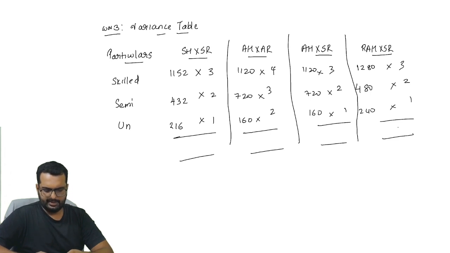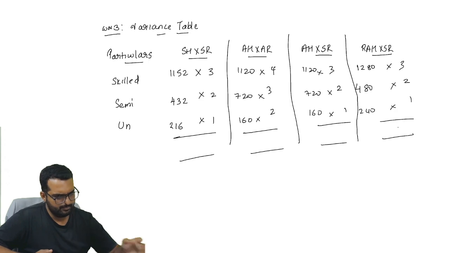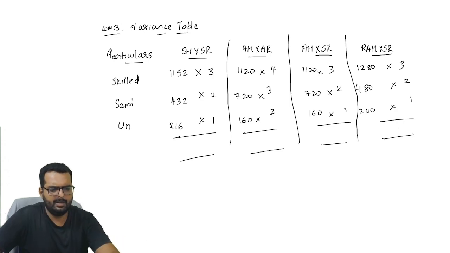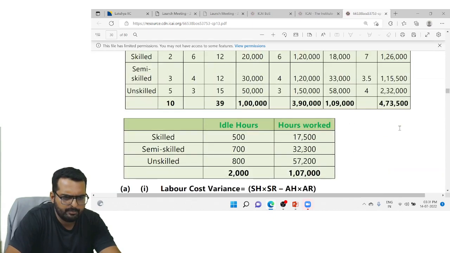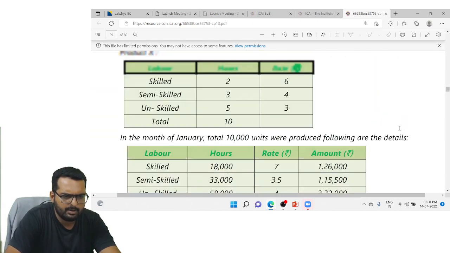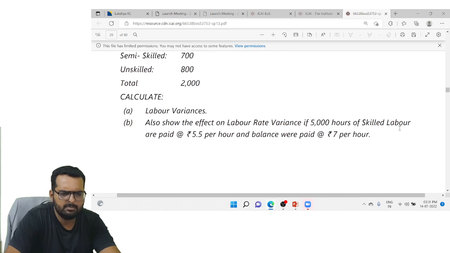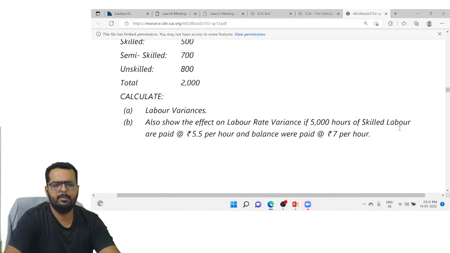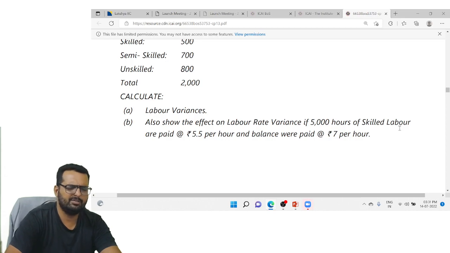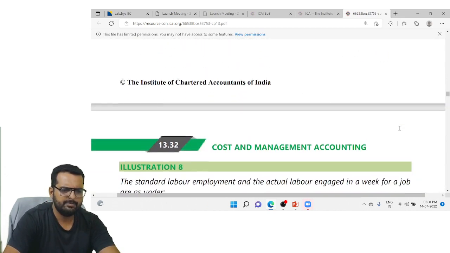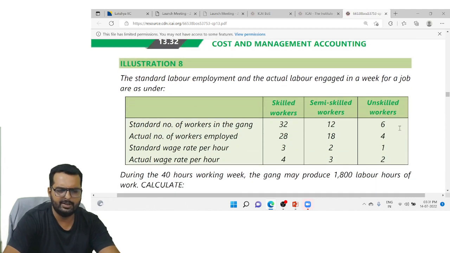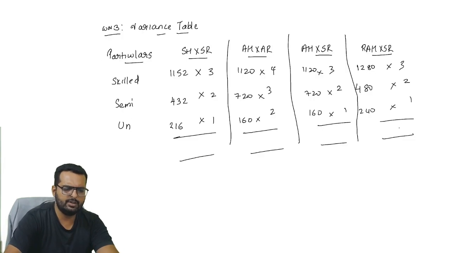Sir, in the last question there was part B also. One moment, let's check. We'll just complete this one. What was part B? Labor rate variance if 5,000 hours are paid at 5.5. Okay, that's a small point. We can do that. We'll discuss and finish it off. That's just the total rate is changing. We'll take care of that. First, can you finish this now?